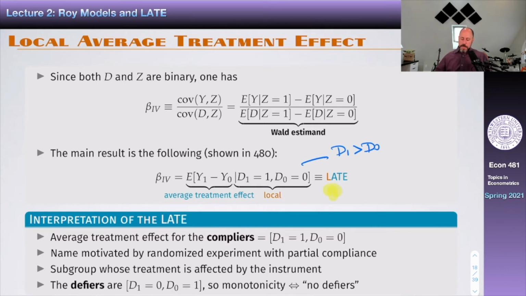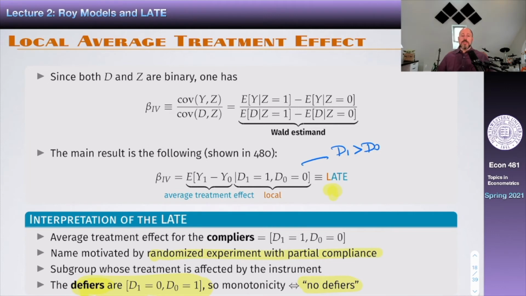Of course, we can define other groups, and the one that matters for us right now is the defiers. The defiers are people that are difficult. These are the ones that if you give them the medication, they don't take it. But if you don't give them the medication, they go out of their way, find it, and then take it. And so monotonicity tells you there are no defiers.